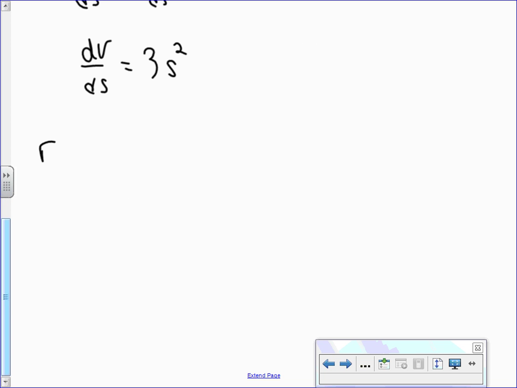If I say find the volume when S equals 2, then what am I asking you to find? Take V and plug in. That's what I'm asking you to do. I'm not asking you to do a derivative. I'm not asking you to do a slope. I'm just asking you to take volume and plug in 2.